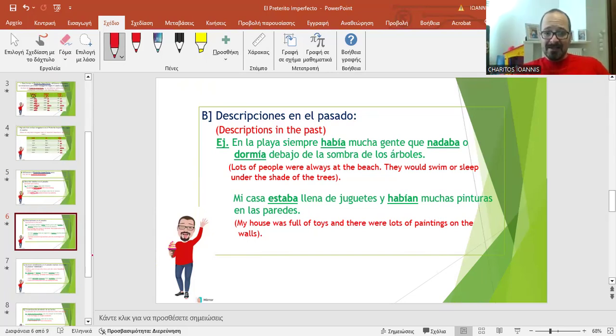Otro ejemplo, mi casa estaba llena de juguetes y habían muchas pinturas en las paredes. My house was full of toys and there were lots of paintings on the walls. In this case, again, somebody wants, maybe an adult, wants to describe the house where he was born or raised. So he uses el pretérito imperfecto to provide the listener with, as I told you, mental pictures and images of how the house was.